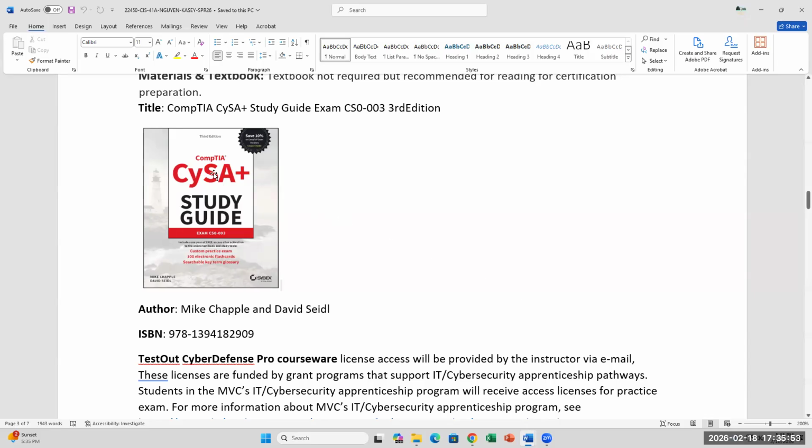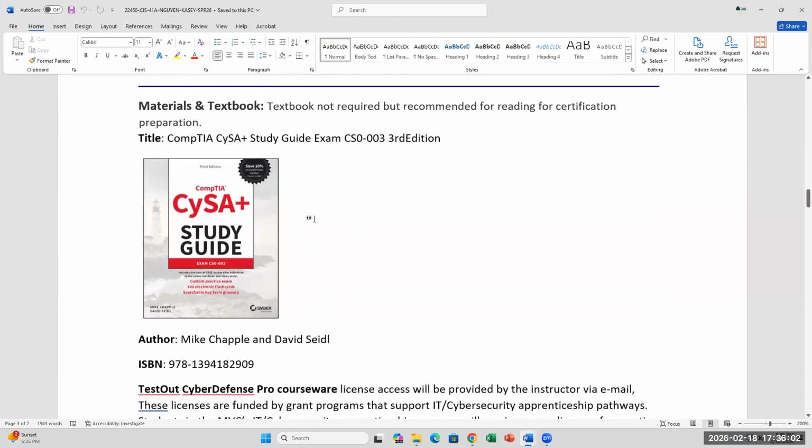So I know a lot of you want to get your associate degree, right? Your certification and be continuing in your apprenticeship program. So we are going to focus on CySA.